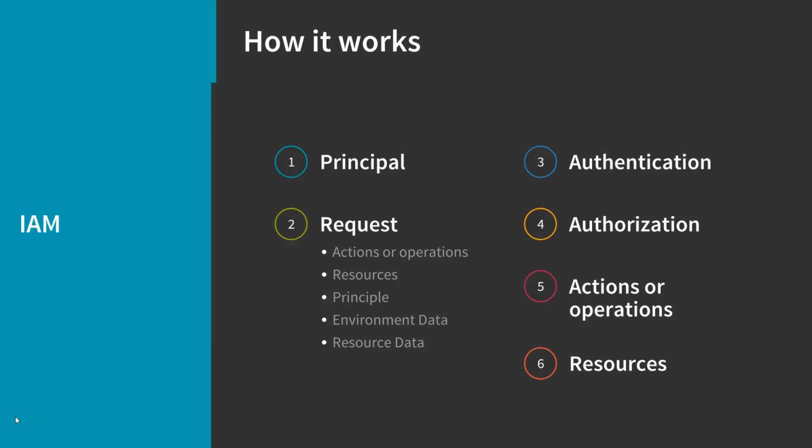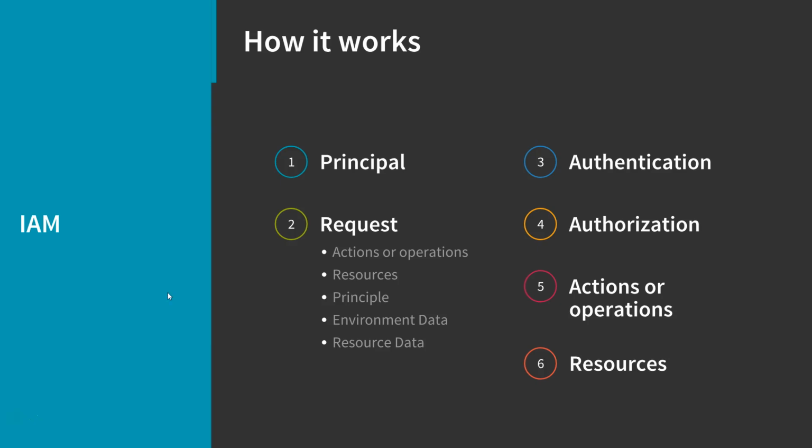The next piece of information that goes along in the request is the resource, or the AWS resource object upon which the action or operations are performed. Next, the request also includes the principal, or the user, role, federated user, or application that sent the request. Information about the principal includes the policies that are associated with that principal, and we will go over policies in a future video.